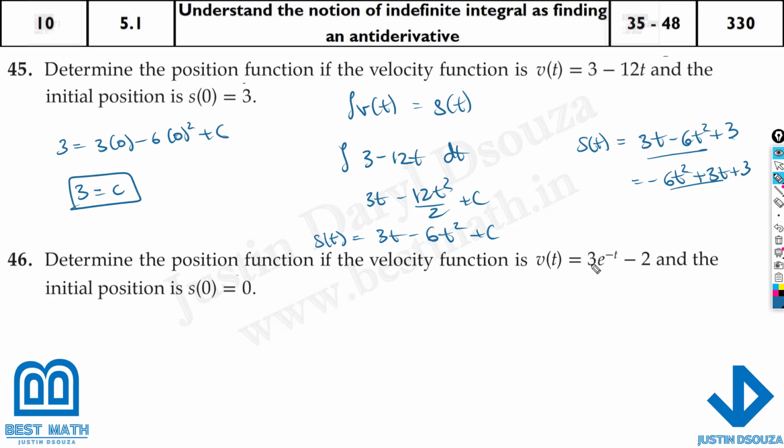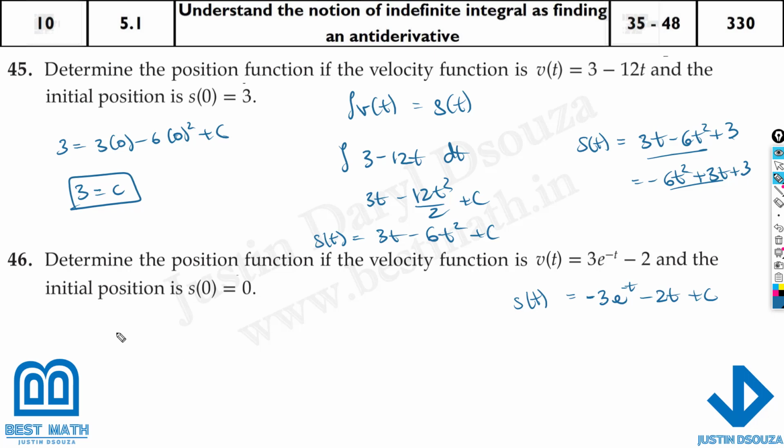What about the next one? Same thing, but here it's e to the power minus t. It's not just t. Now the sign will be there, okay? The minus sign will be there. So when we integrate it the first time, s of t is going to be minus 3 e to the power minus t. Why? Because when we integrate e to the power minus t, the minus sign comes out, right? Minus 2t plus c. Now substitute 0 over here and over here.